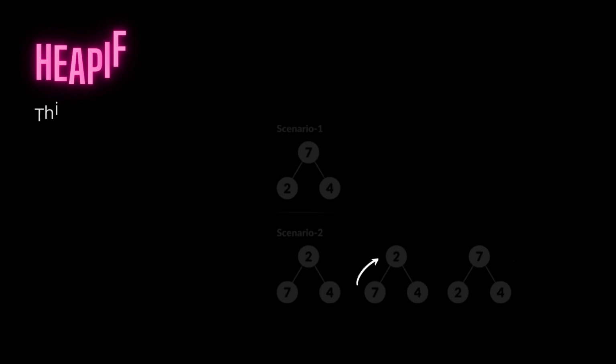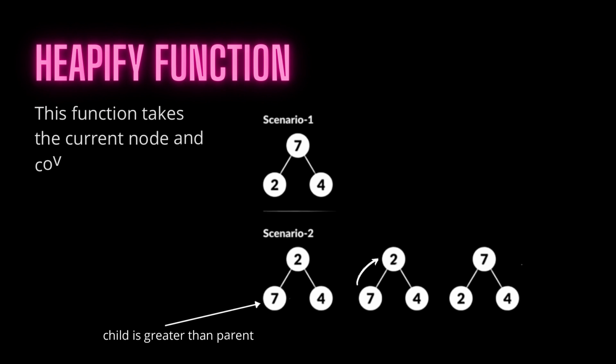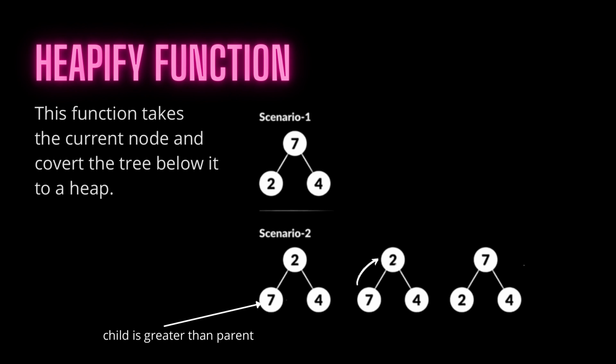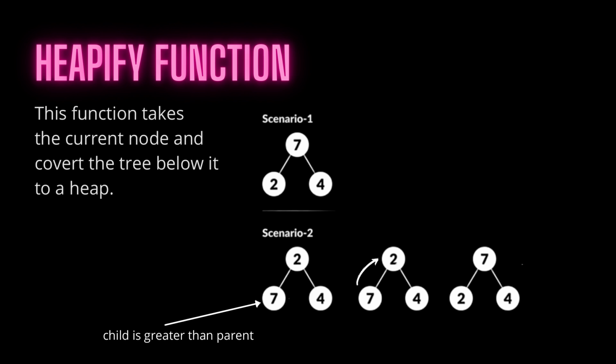So these are the three formulas to calculate the left child, right child, and parent node of a particular index node. Let's talk about Heapify function. This is one of the most important topics of heap. This function takes the current node and converts the tree below it into a heap. Let's take one example. In the second scenario, the child node value is greater than the parent node value. So we swapped those two nodes. That is, we swapped 2 and 7 to make it a max heap. So this is how the Heapify function works.